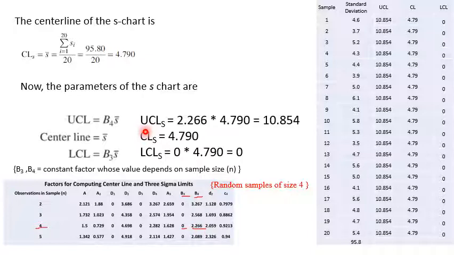So our upper control limit for the S chart is equal to B4 times S bar, that is 2.266 multiplied by 4.79, which is equal to 10.854. Similarly, the lower control limit is equal to 0 multiplied by 4.79, which is equal to 0. With the help of all this, we are going to plot the S chart.